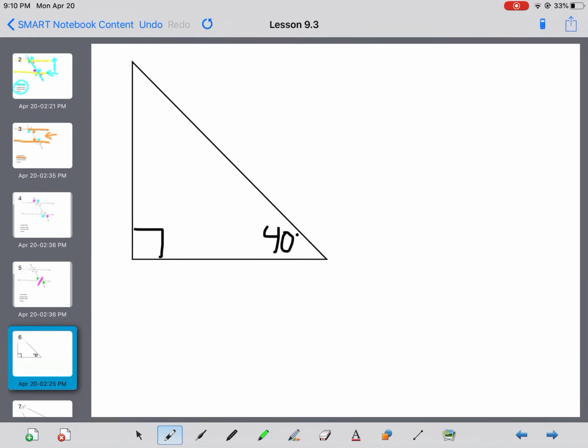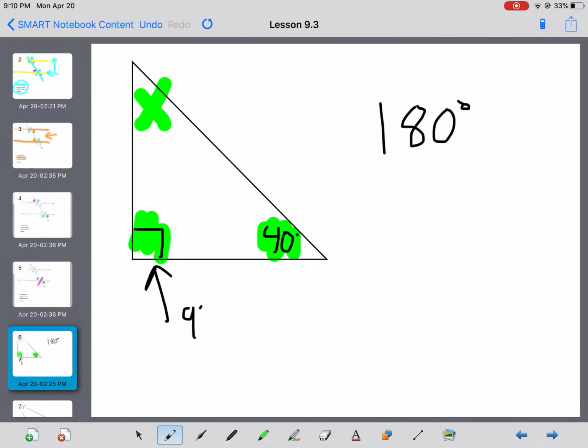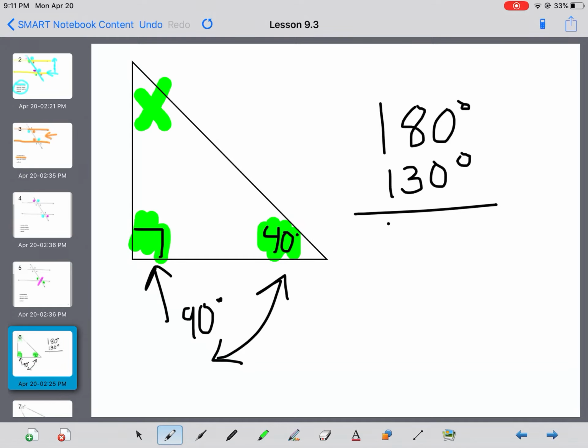So if I know that all triangles, all their angles inside together will equal 180 degrees, if I'm given two pieces of information, two angles, I can figure out the third one. So let's call the third one X. Notice here the symbol, this is just a reminder, that symbol means that it is 90 degrees. So right now I have 90 degrees and 40 degrees. So I already have 130 degrees of my triangle accounted for. So then I can just do some subtraction, and I can find out that x equals 50 degrees because they all add up to 180.